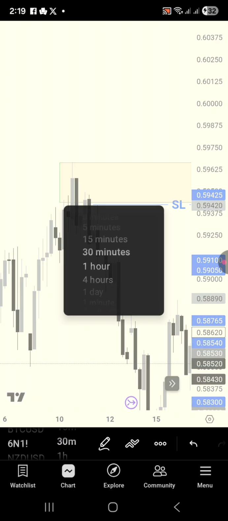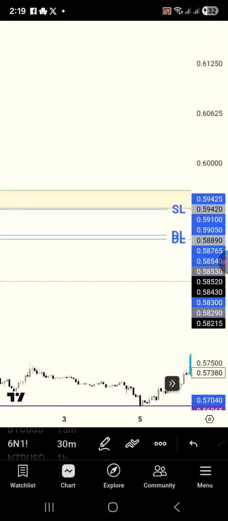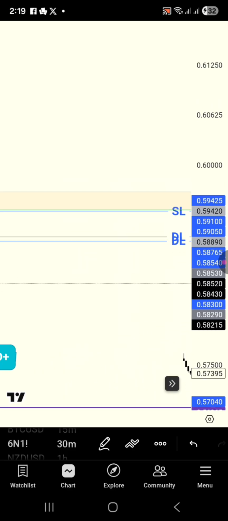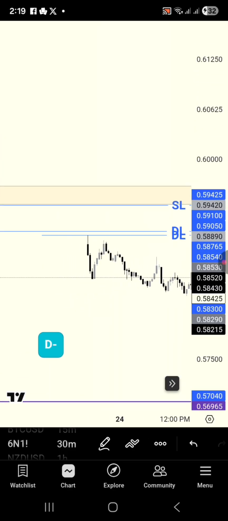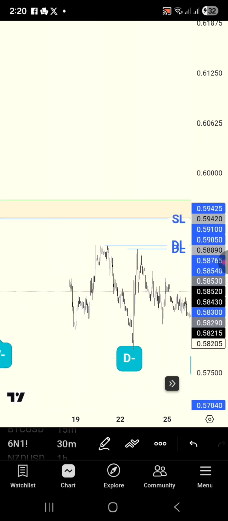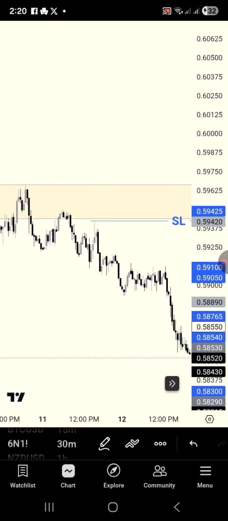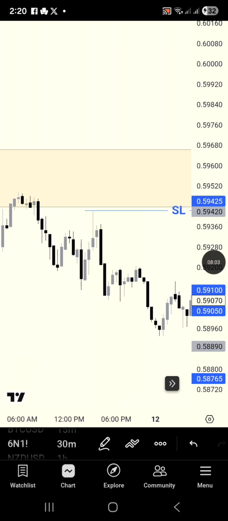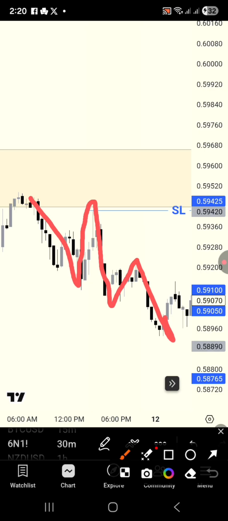Let me go to 15 minutes or 30 minutes so you can see the structure at least a bit. So let's go there. So yeah, this is the area here. Okay, this one is daily. Now you can see the structure very well on 30 minutes. So what do we have? We have a low, a high, a low, a high, a low, continuation.